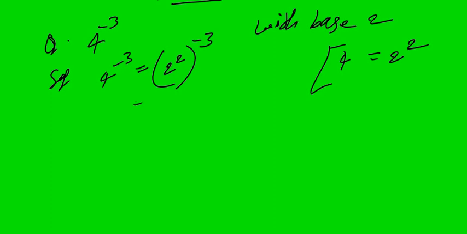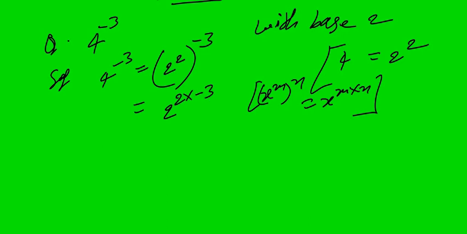So actually you all know x to the power m and whole to the power n is equal to x to the power m into n. This is the exponent rule. So we can write 2 to the power 2 into minus 3. So our answer will come 2 to the power minus 6. So basically this is our solution.